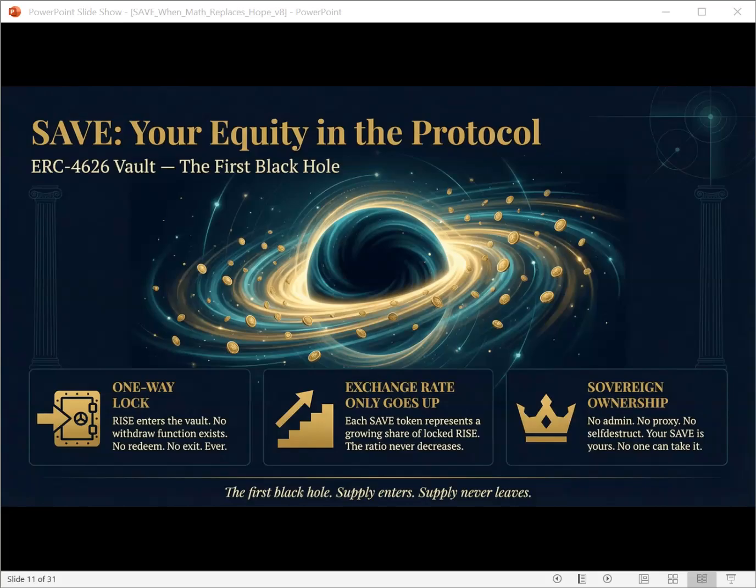Ghost Mint is the only way new Save enters the market, and it sells at a minimum of 1.1 times the current NAV. That extra 10% premium goes straight into treasury, which increases the NAV for every existing Save holder. Think of it as the first financial black hole. Assets enter, they never leave. And the gravitational pull, the exchange rate, only gets stronger with time.